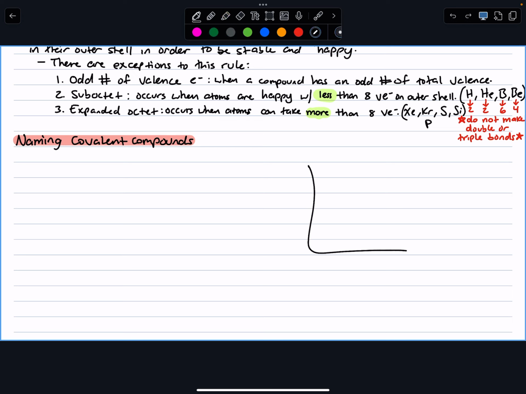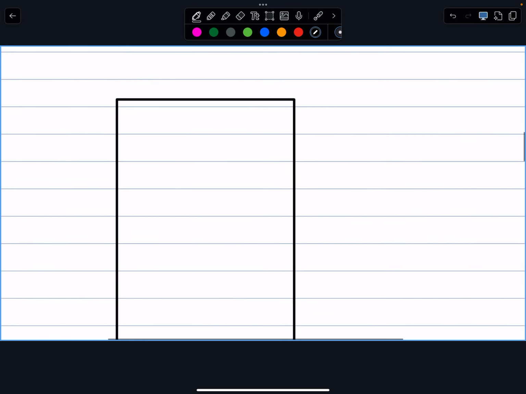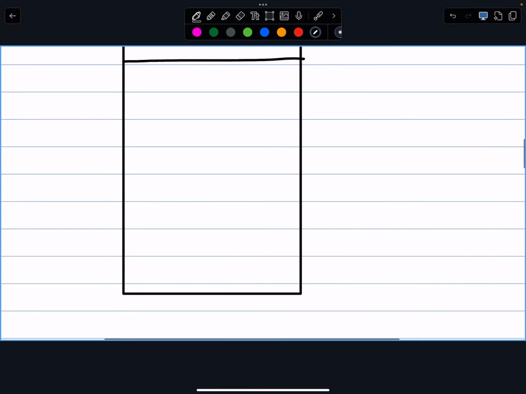I'm going to make a table for you with all the prefixes. You do need to know the prefixes for the exam. They're not given to you. I'm going to put over here the prefixes.